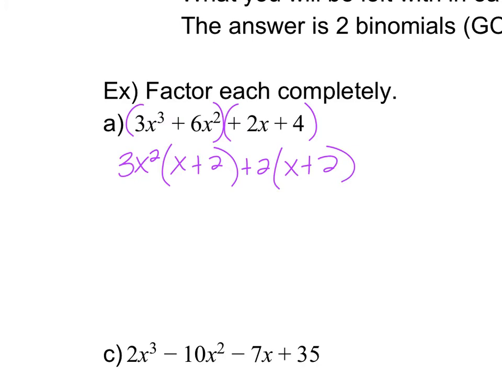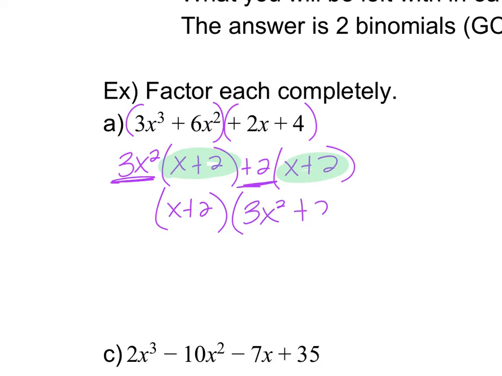Good. Let's see here how the parentheses are the same. That's what you need. So this will be what's in that parentheses. So x plus 2 will be your final answer on one set of parentheses. And the other one will be what's left on the outside of the other 2. You combine them. So it would be 3x squared plus 2.